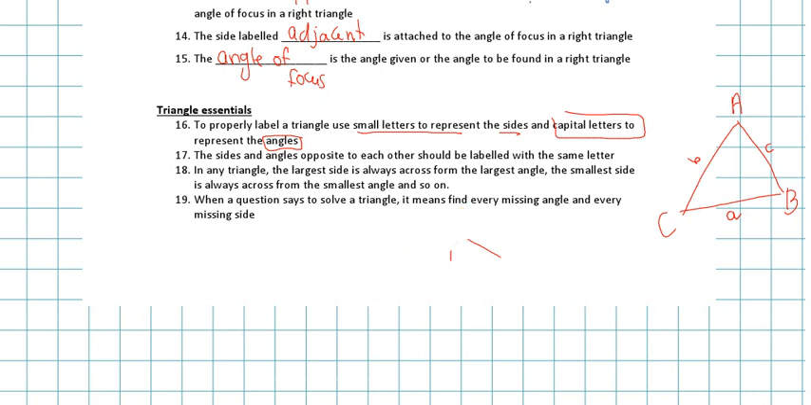Now, when a question says to solve a triangle, you're going to have to find every single side and every single angle in that triangle. Okay? Some of them are going to be given to you, obviously, so you can start the question. But then you have to solve every angle and every side. Okay? Are you guys okay with this?